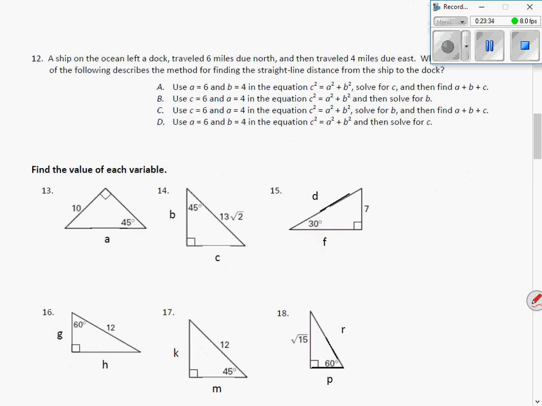Distance from the ship to the dock. Okay, so if we use a map and we go 6 miles north and then 4 miles east, how far are they from the dock? We would need to have 6 squared, 4 squared, so we would need to use A and B. That's our legs. This one also says A and B. Those are our legs. And so far A and D are both possible. Solve for C.